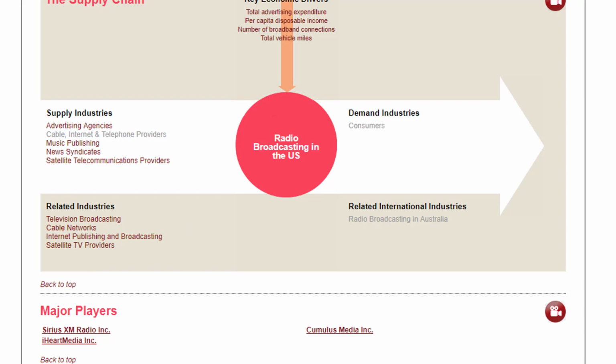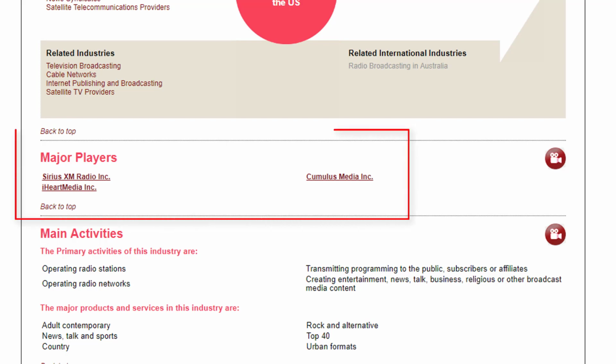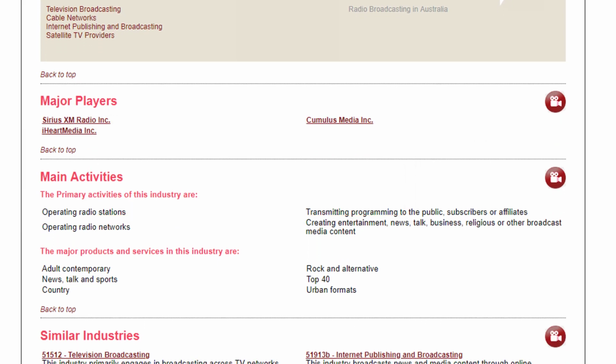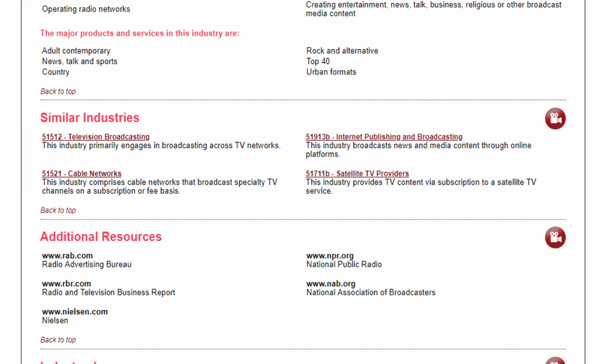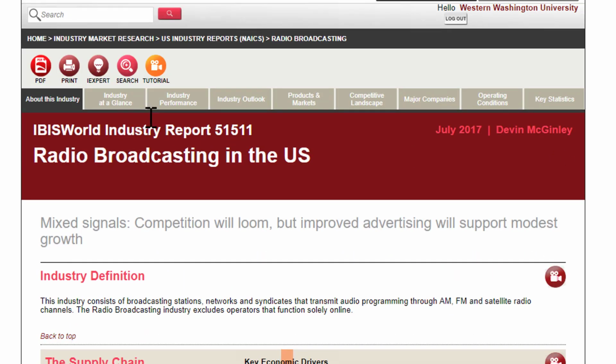That's going to be probably different than internet radio. Major players: the major players are going to be those larger syndicates. They're not going to get down into local radio. Then main activities, similar industries, industry jargon, and then a glossary. Let's take a look and go through this report a little bit.